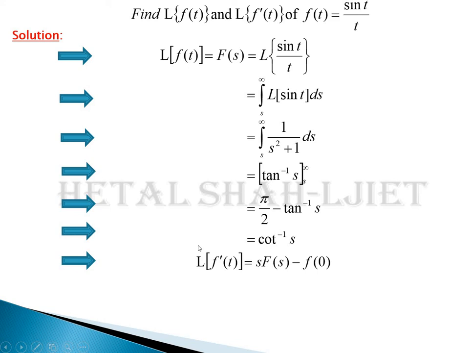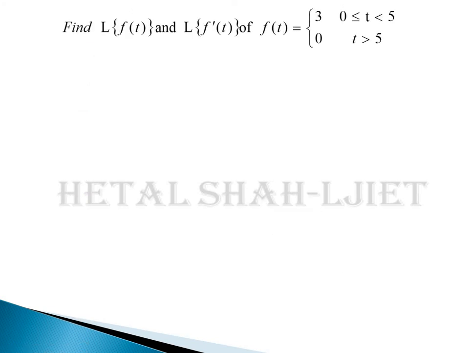But for Laplace of f dash t, this is our formula, s F of s minus f of 0. So s times F of s, that is Laplace of f of t, that is cot inverse s. And for f of 0, we have to apply the limit t tends to 0 of sin t by t, and this gets the answer 1. So s cot inverse s minus 1 is our final answer of the problem.